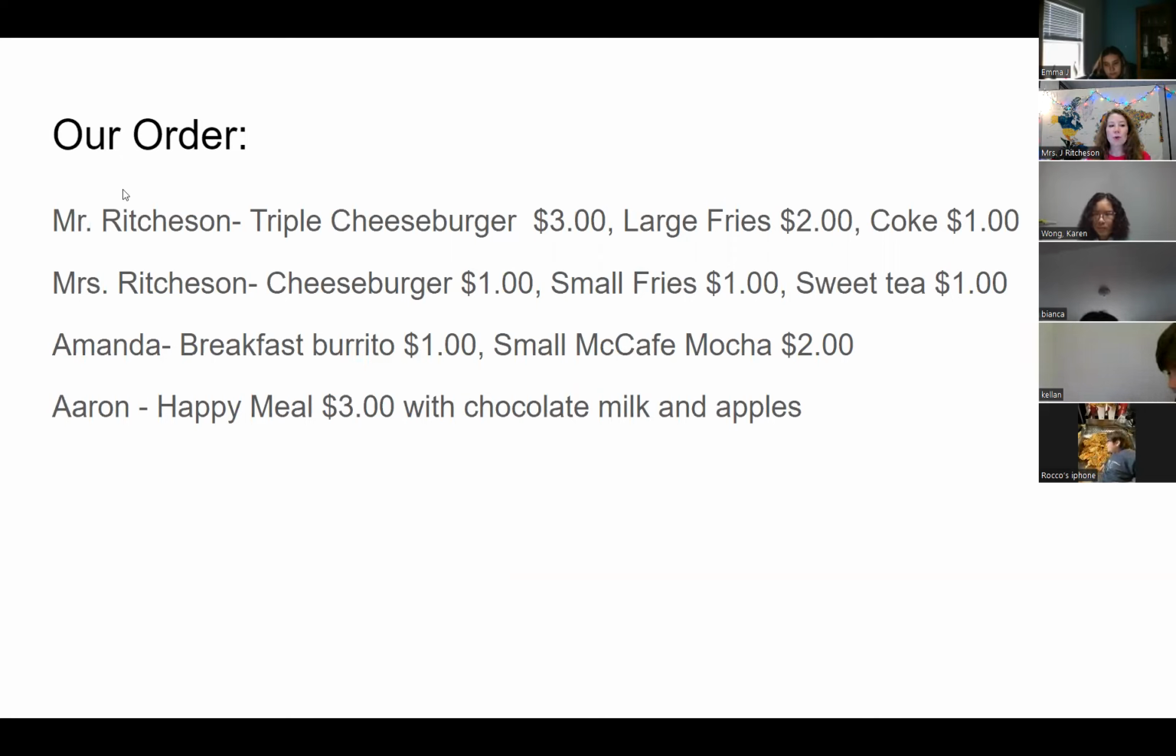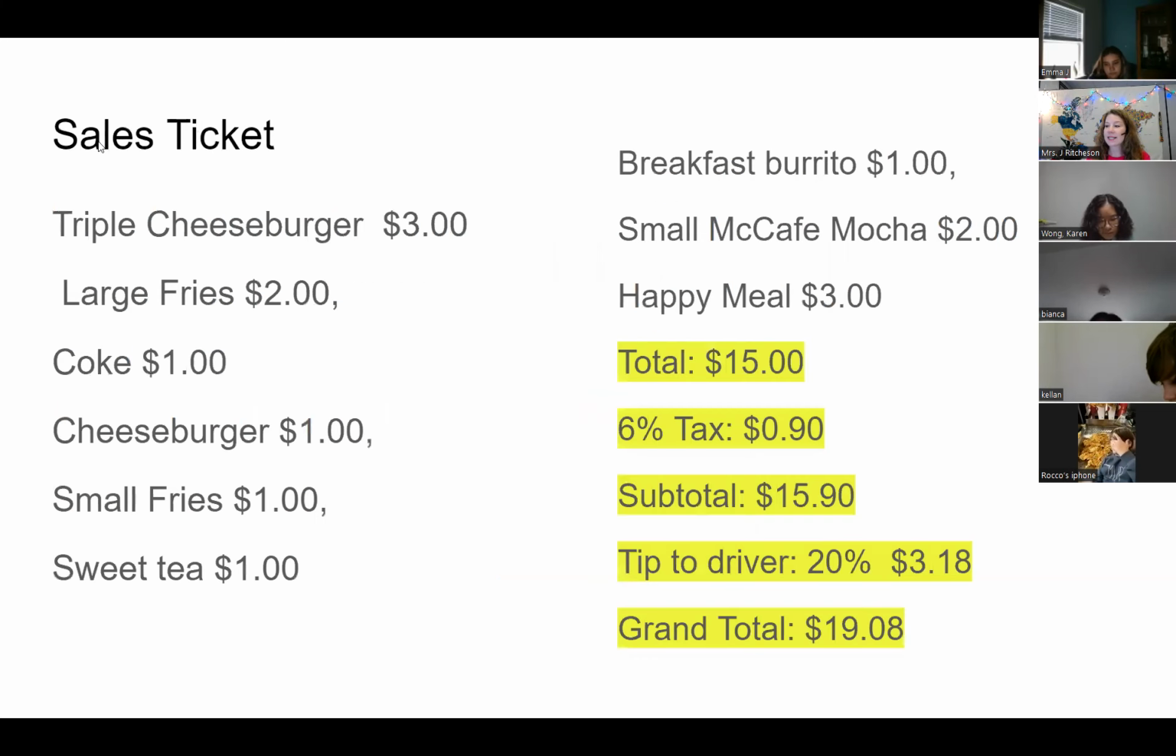All right. Once you put what everyone wants, you have to put the person's name, what they ordered, and how much each item was. Then you're going to create a sales ticket. So here's everything we ordered: a triple cheeseburger, large fries, and so on. I listed everything on there with the price.